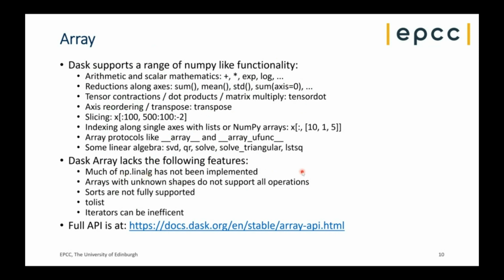NumPy arrays have to have that shape and size and dimension properly defined, and NumPy lets you get away with some of that stuff that Dask won't. You can't necessarily do all sorts of things like tolist, and iterating over Dask arrays is not generally efficient in the same way that iterating over NumPy arrays would be, because there are different ways you might want to do that. So there's a full API and more documentation on the Dask websites, but it's worth bearing some of those limitations in mind.